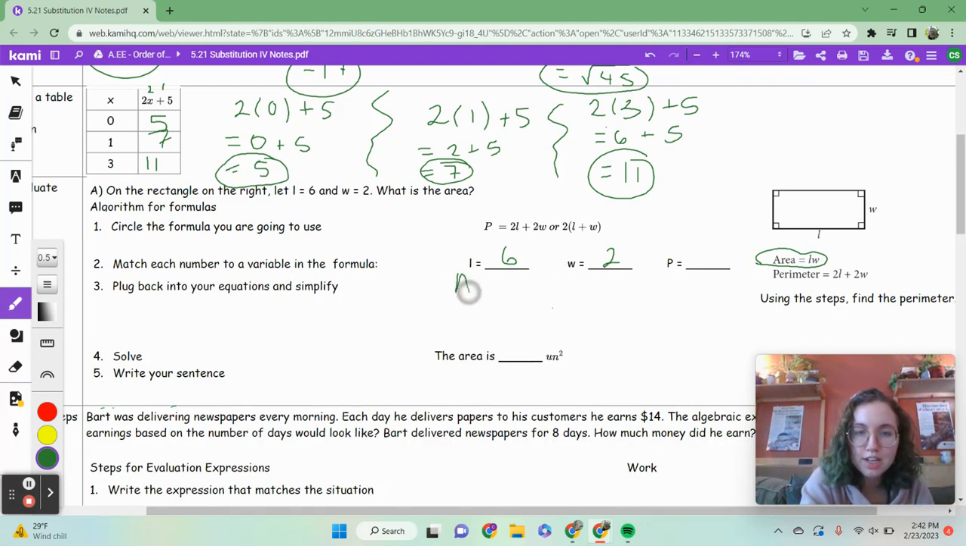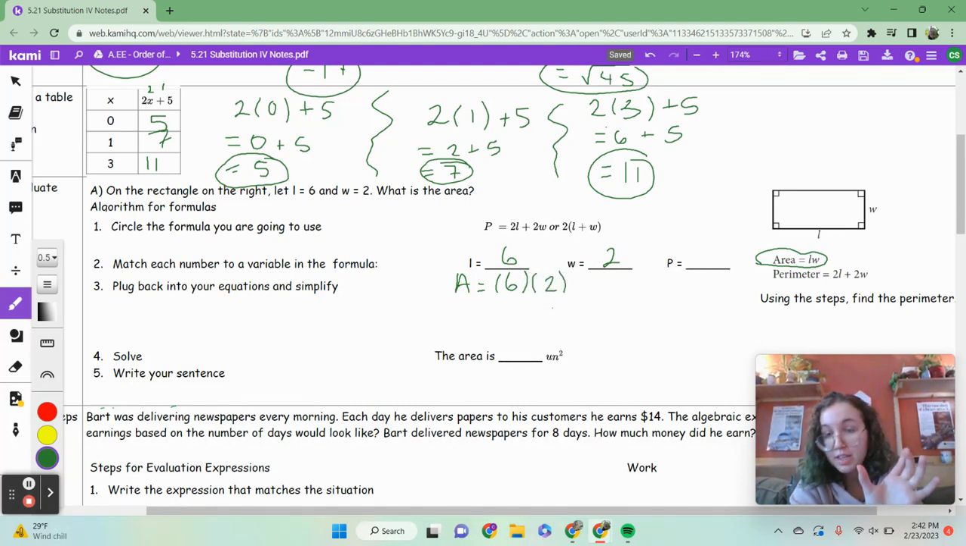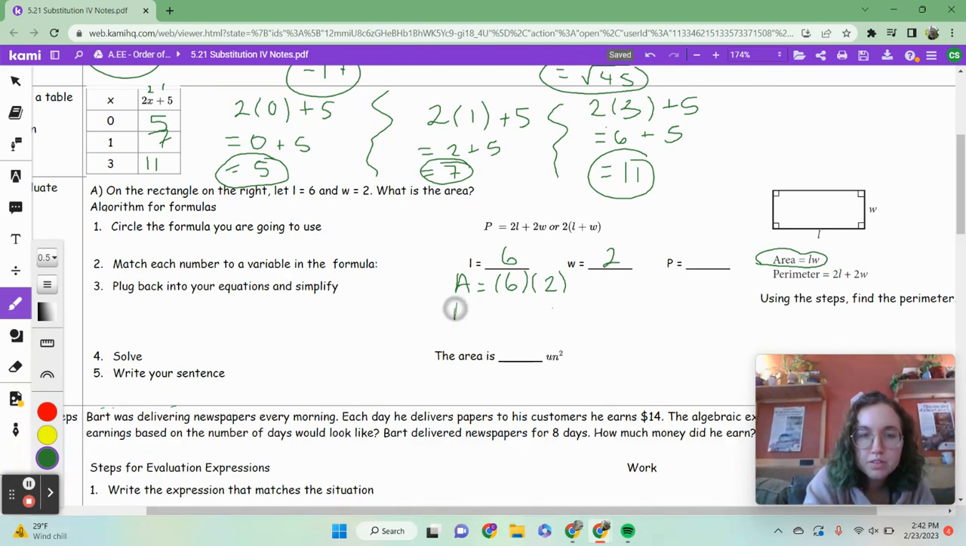So I'm going to shorten area to A and say that that is equal to 6. This is why it's important that it's in parentheses, because otherwise we might not necessarily know that that's multiplication. But now we can see parentheses next to each other. That also means multiplication. So we have 6 times 2. So our area is equal to 12. So our area is 12 units squared.